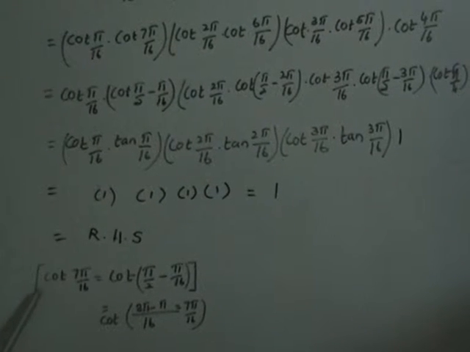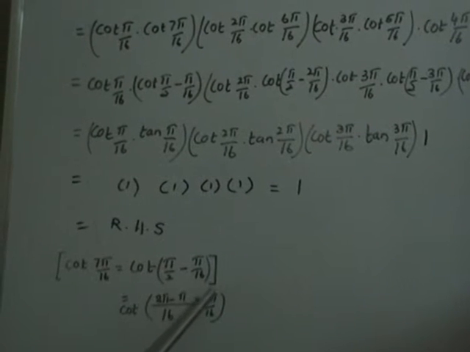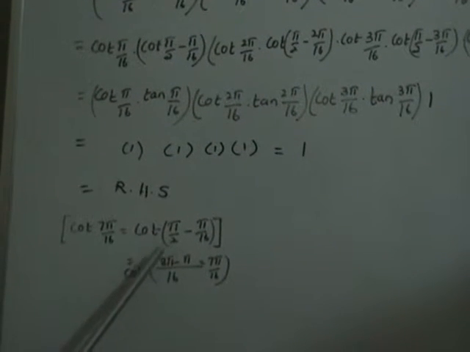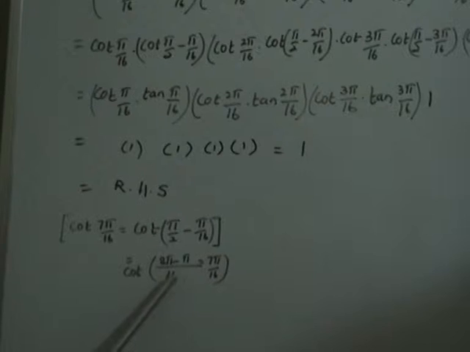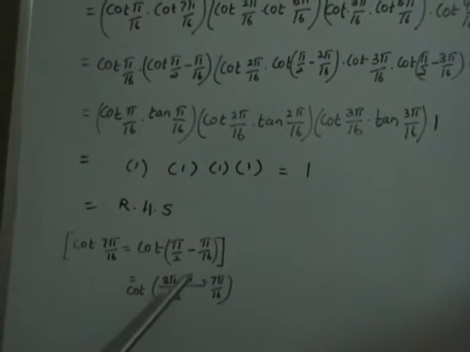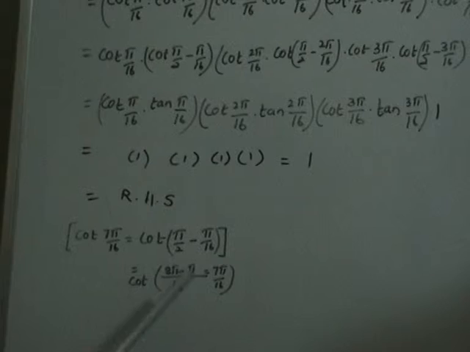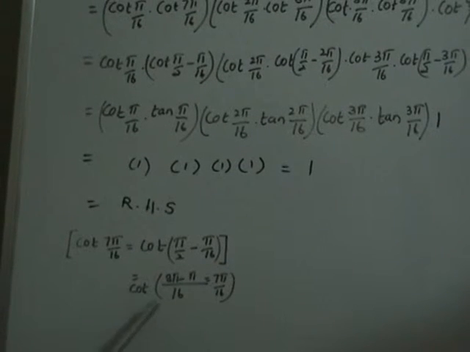How did we get cot 7 pi by 16 as cot pi by 2 minus pi by 16? We can look at this. Pi by 2 minus pi by 16, taking the LCM, is 8 pi minus pi, which is 7 pi by 16. Similarly, the rest of the terms, cot 6 pi by 16, was written as cot pi by 2 minus 2 pi by 16 in the same manner.